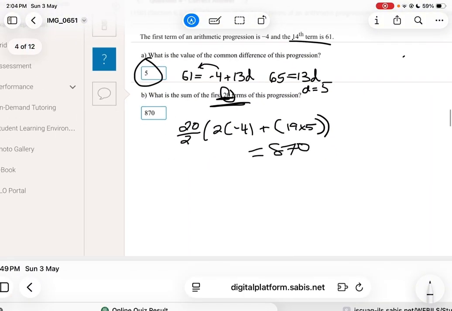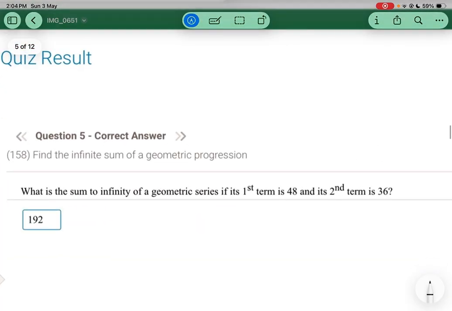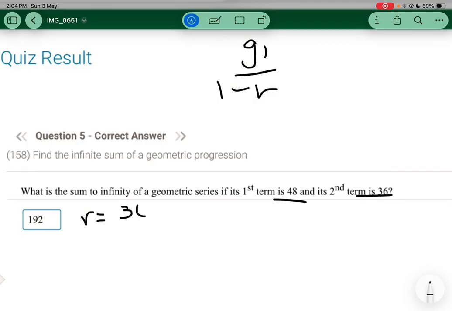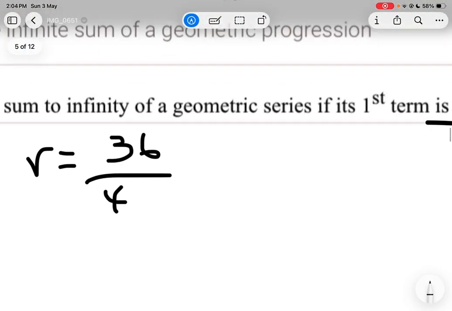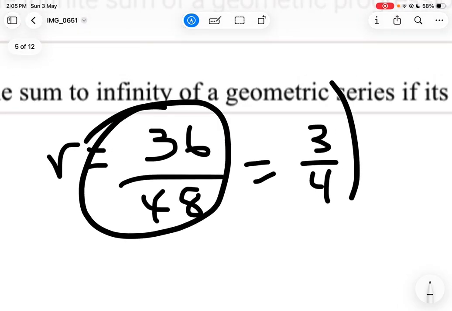I hope you understood. Okay, question number 5. Now the sum to infinity. You know the sum to infinity is G1 over 1 minus R. In a geometric progression, R is G2 over G1. So R will be equal to 36 over 48, which, if I'm not wrong, is 3 over 4. Or you can keep it the same thing, it's just simplified.